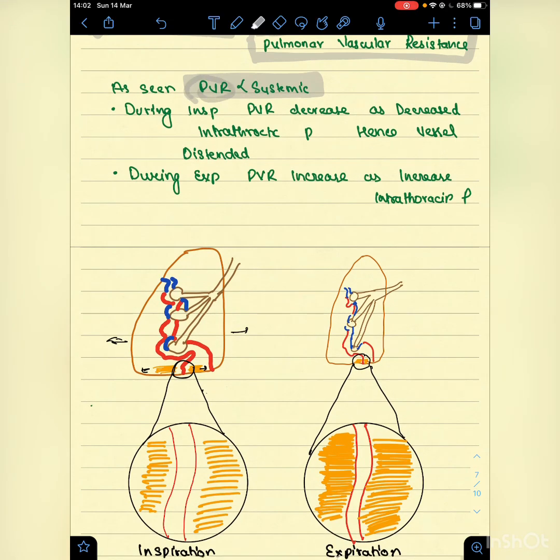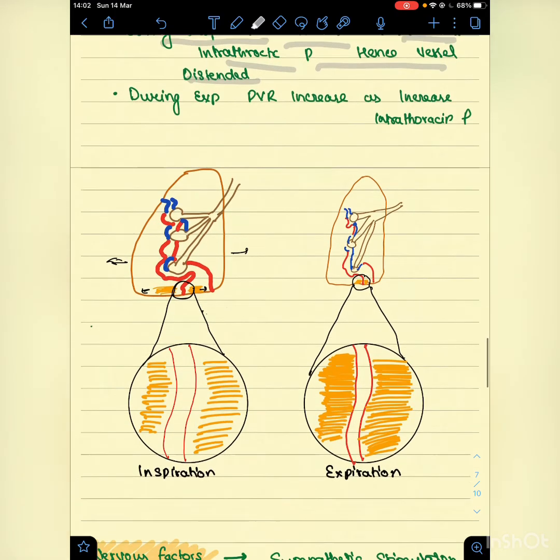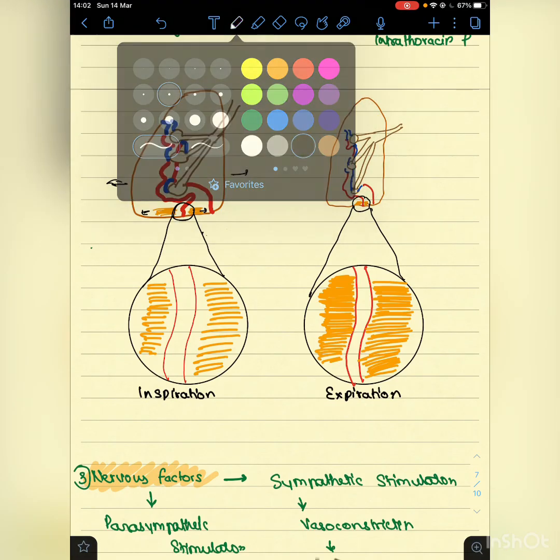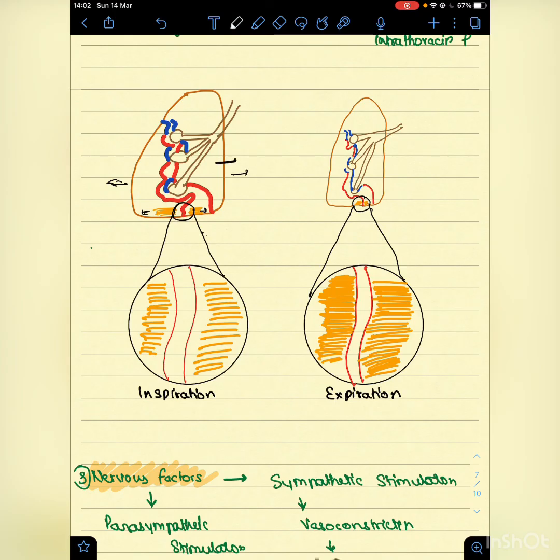Now let's continue with the characteristic features of the lung. Remember, the pulmonary arteries are thin walled, and the pulmonary blood vessels are highly elastic. Because of this elasticity, they can accommodate more blood. Why thin walled? So that it can get better perfusion, better ventilation, and perfusion is maintained.